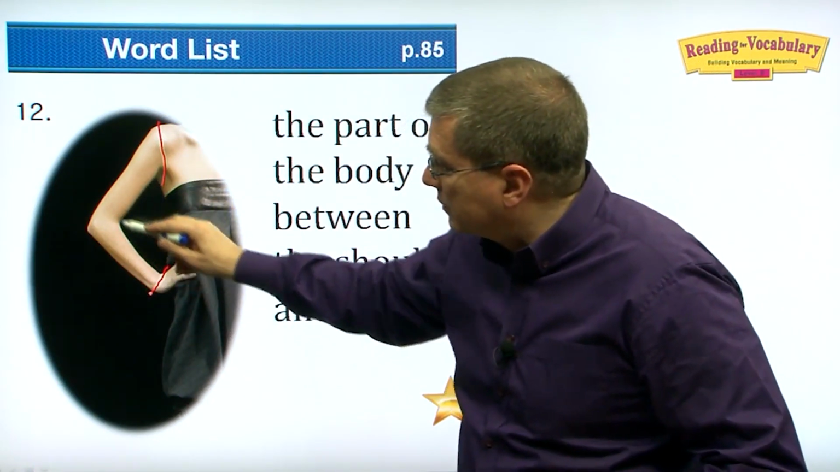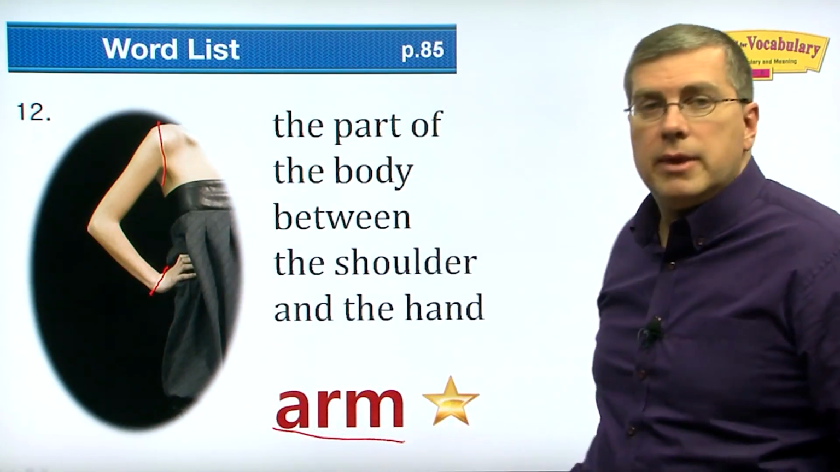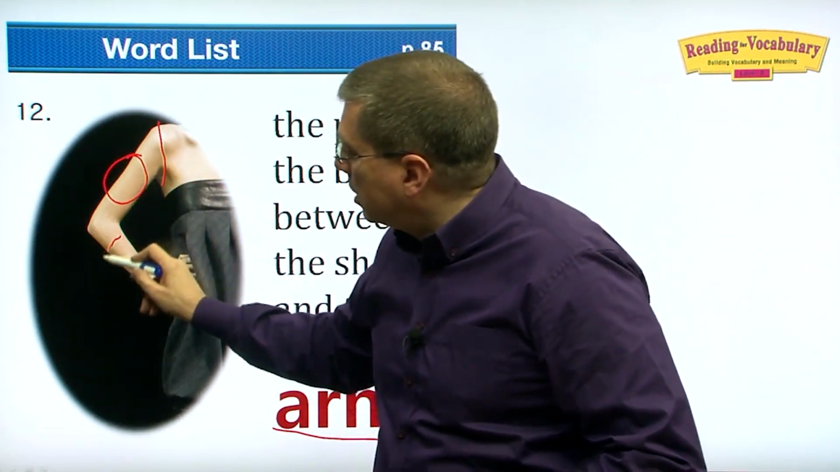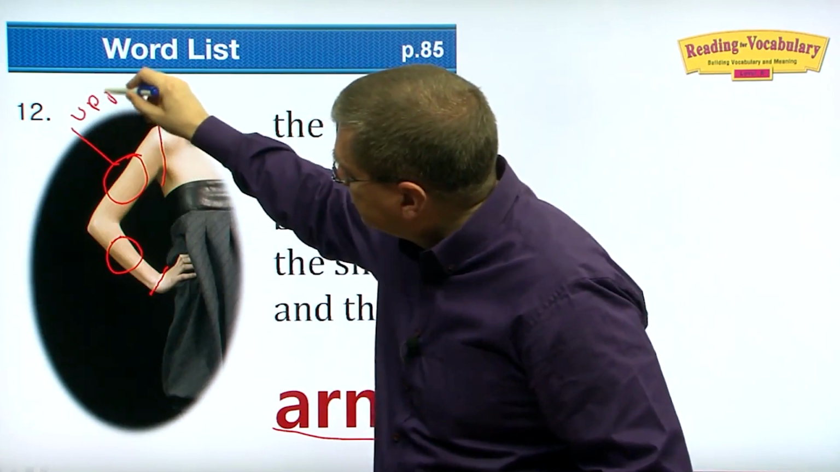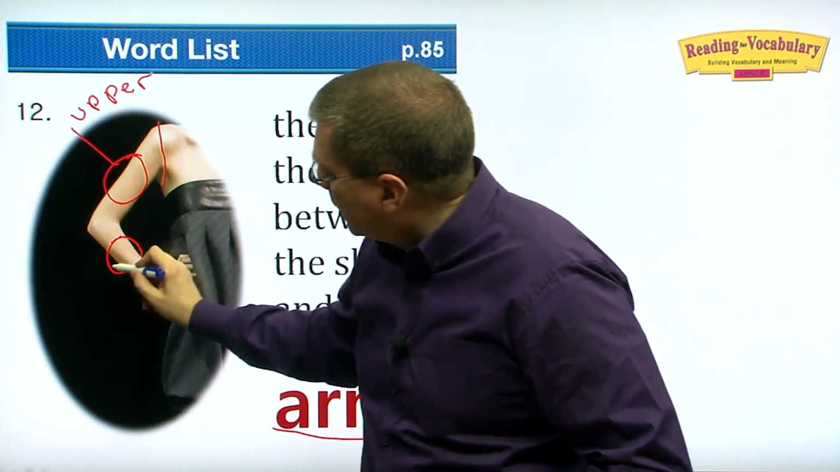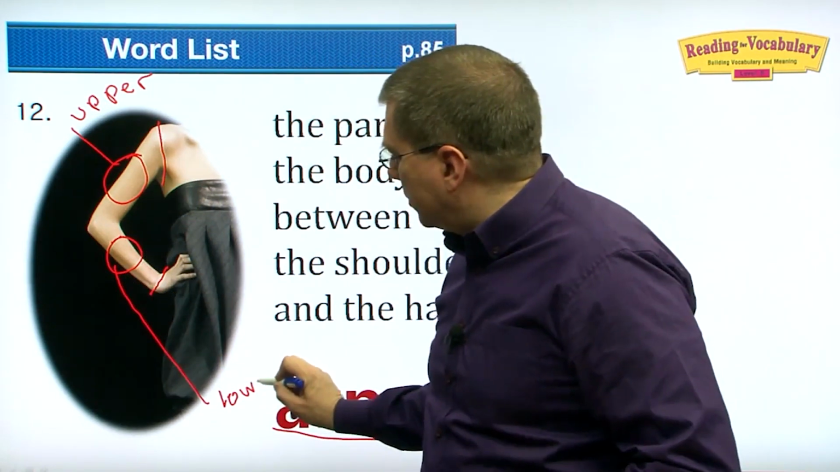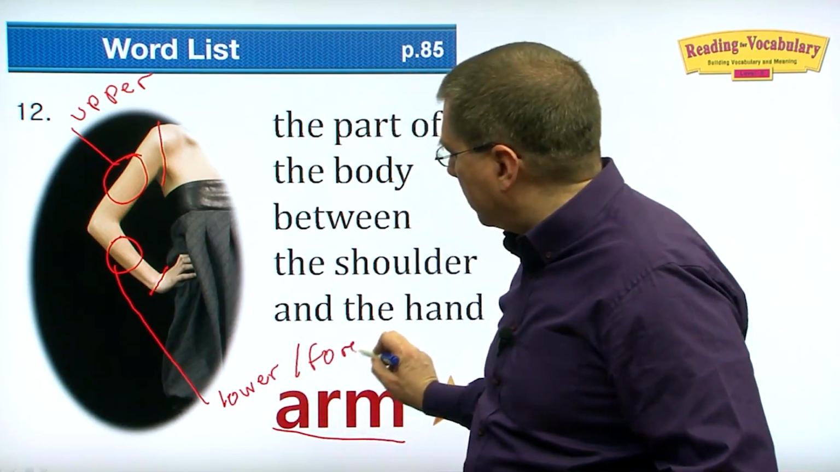And as you can see, there's two parts, right? What do we call it? We call it the arm. Now, of course, you have an upper arm and a lower arm. So we can say this is the upper arm. Well, you could say this is the lower arm, but some people will also call it the forearm.